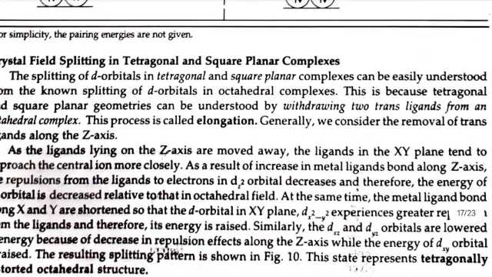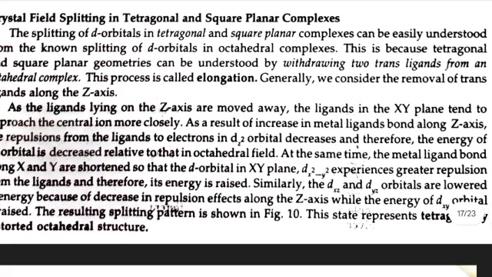Crystal field splitting in tetragonal and square planar complexes. The splitting of d orbitals in tetragonal and square planar complexes can be easily understood from the splitting of d orbitals in octahedral complexes. This is because tetragonal and square planar geometries can be understood by withdrawing two trans ligands from an octahedral complex. This process is called elongation. Generally, we consider the removal of trans ligands along the z-axis. As the ligands lying on the z-axis are moved away, the ligands in the xy plane tend to approach the central ion more closely.